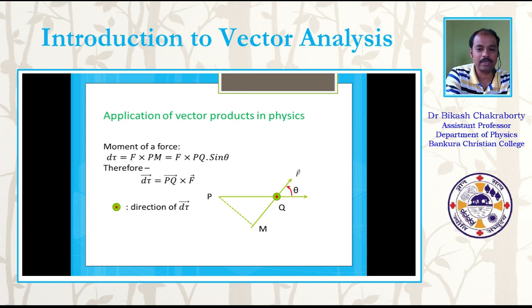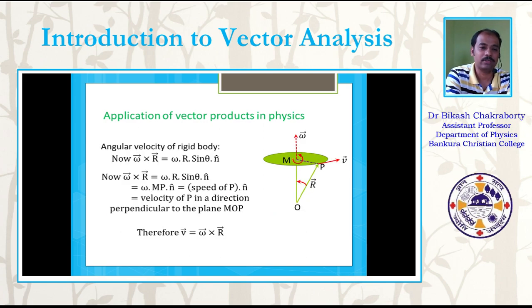Actually here we want to satisfy the direction of the moment. Here the direction of d tau is out of the paper. That's why we have written d tau is equal to Pq cross F.